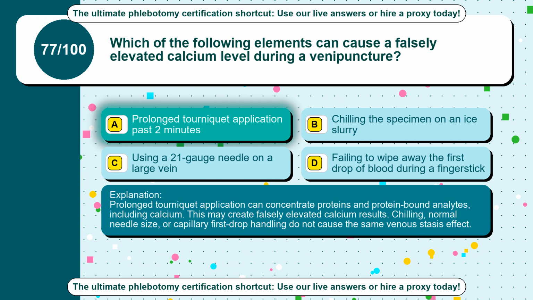Prolonged tourniquet application can concentrate proteins and protein-bound analytes, including calcium. This may create falsely elevated calcium results. Chilling, normal needle size, or capillary first drop handling do not cause the same venous stasis effect.